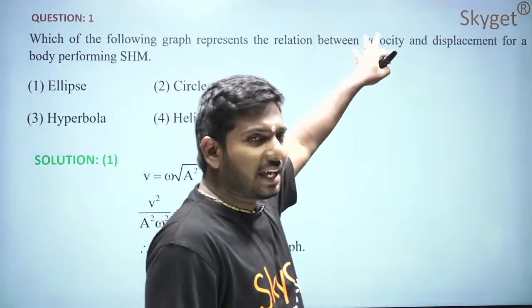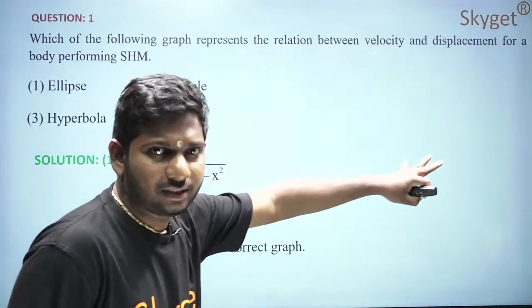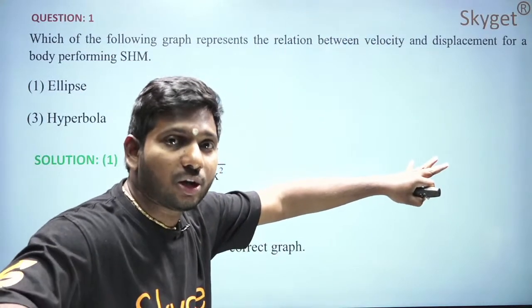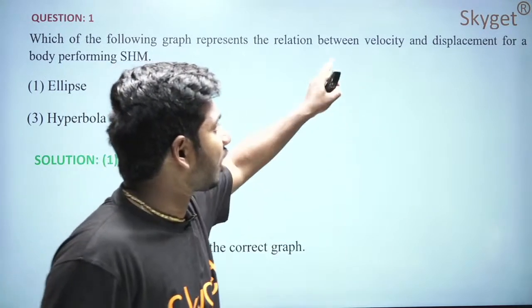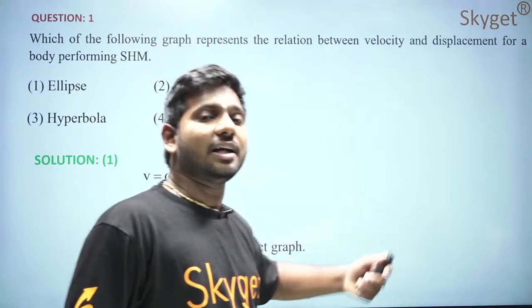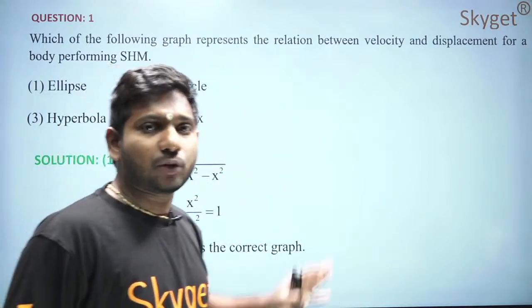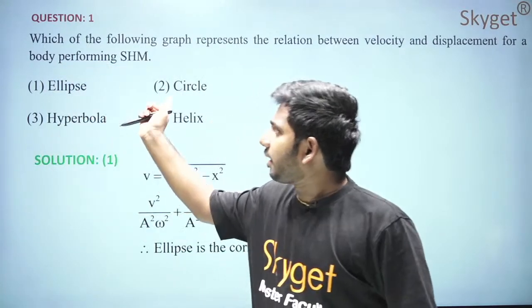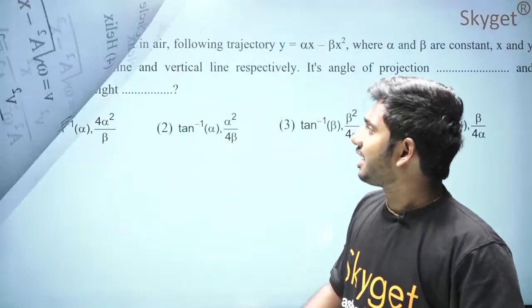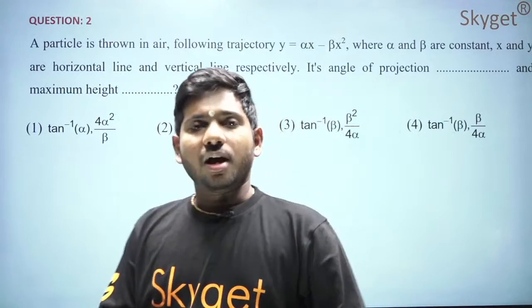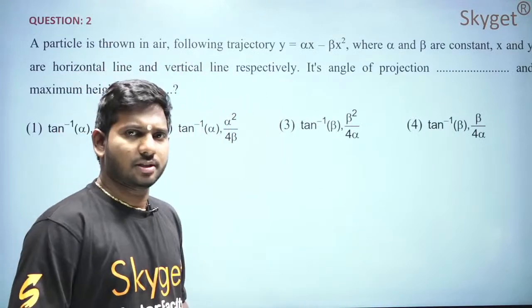First try to write the equation in terms of velocity and displacement, and we also have the velocity and time equation, but here in the question he has asked us to find out the velocity and displacement equation and rearrange it in such a way that one of the curve equations is matched. So here it's matching ellipse. Then this is also a beautiful question, students.